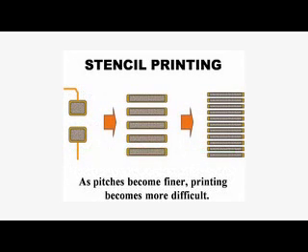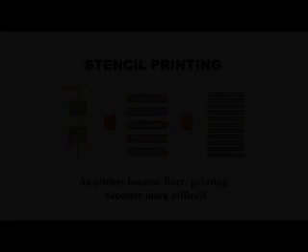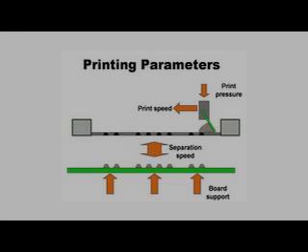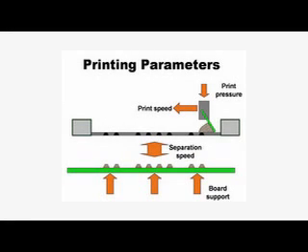As stencil printing becomes more complex, with pitches becoming finer and finer, the printing process becomes more difficult. The printing process can involve many different variables and parameters. Some of these parameters include print pressure, print speed, separation speed, and board support. Depending on the type of equipment you have, you may have more or less parameters.